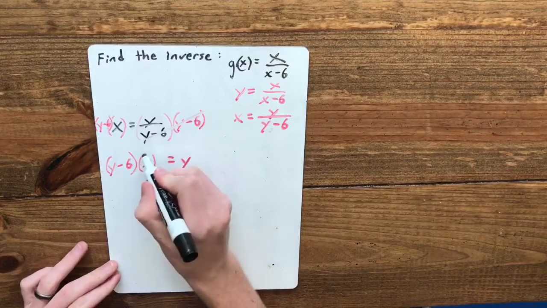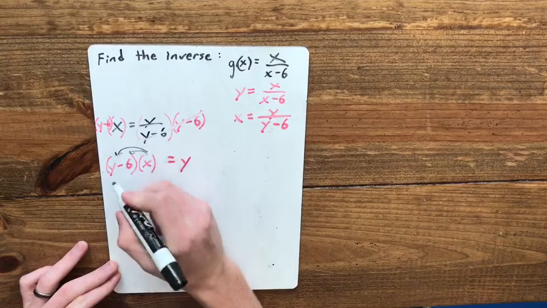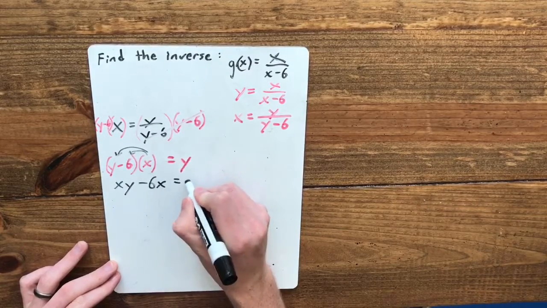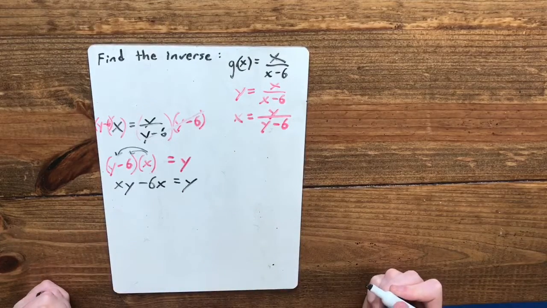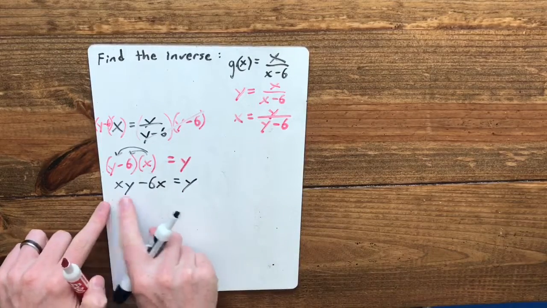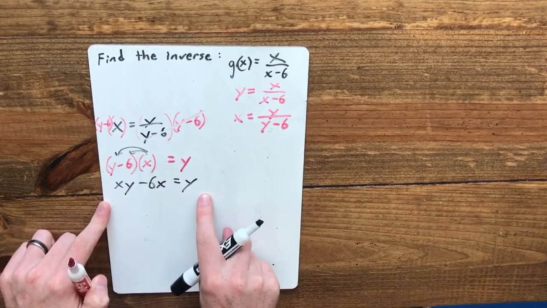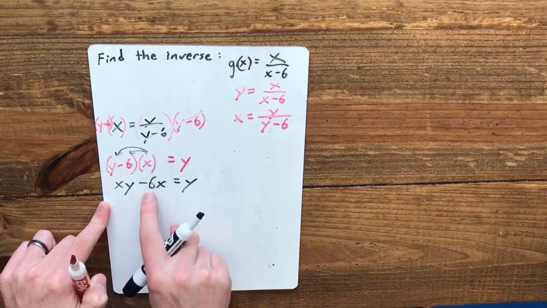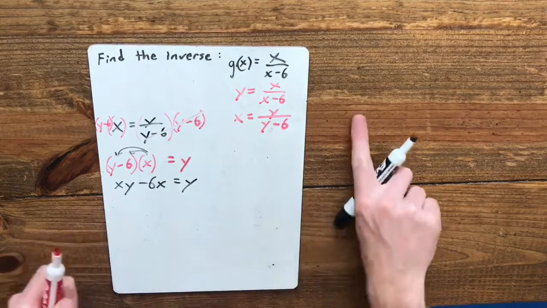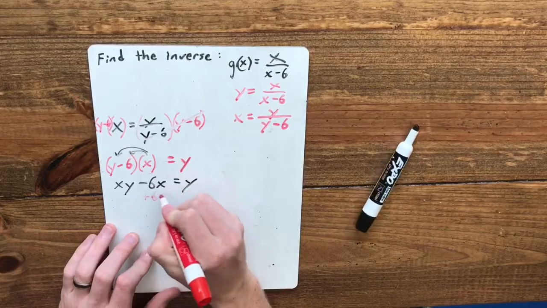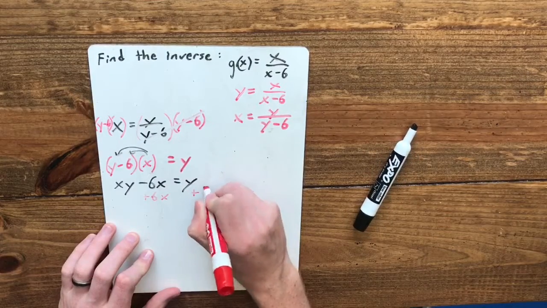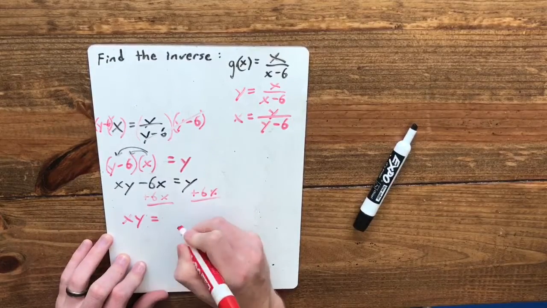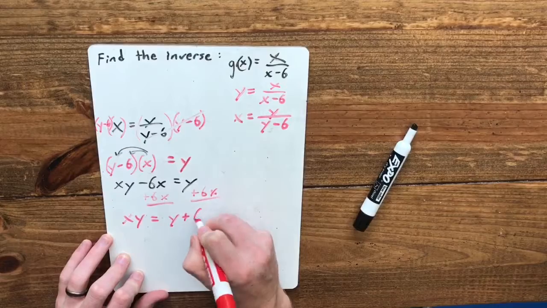So again, I multiplied both sides by that y minus 6, and you'll see why I'm doing this in a second. And I'm going to multiply this out, distributing that x there. X times y gives me xy. Negative 6 times x is minus 6x. And now everything is on just one line, and so I'm going to work to get all the terms with y on the same side, all the terms with x on the other side. So I'm going to add this 6x to both sides. So I have xy equals y plus 6x.